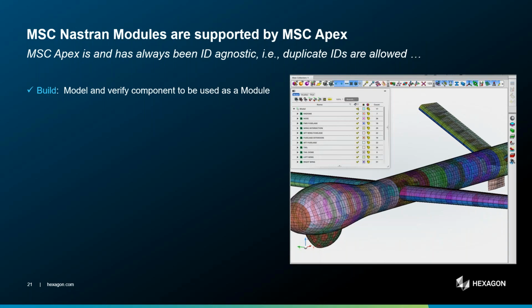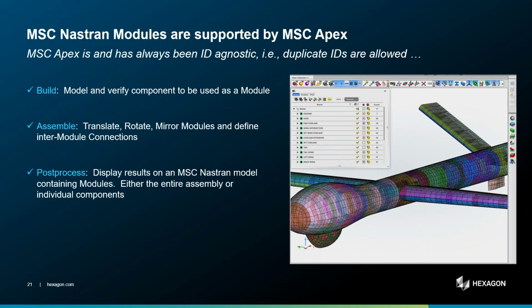I should also point out that other pre and post processors can be used here as well, such as Patran, I'll use as an example. In other words, at this point, we don't have duplicate IDs. The next step would be the assemble step, right? This is where I read in the various modular components. I perhaps will translate them, rotate them, mirror them, and define those intermodule connections. That can be achieved in Apex because Apex supports duplicate IDs. Post-processing, I can look at the results within MSC Apex on the entire assembled model of all those individual components, or I can look at the results on just my component as well, okay?